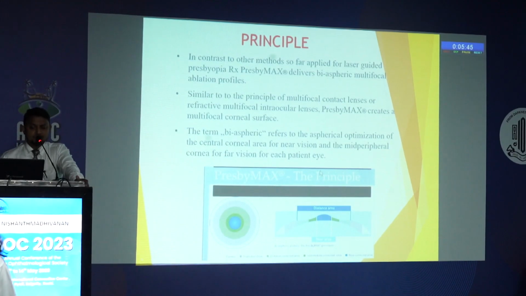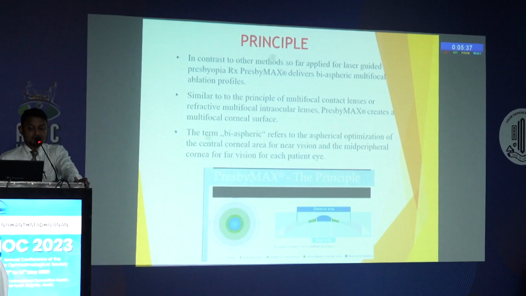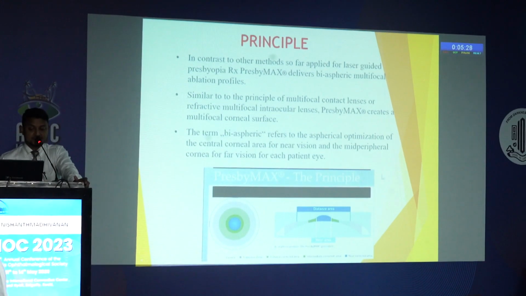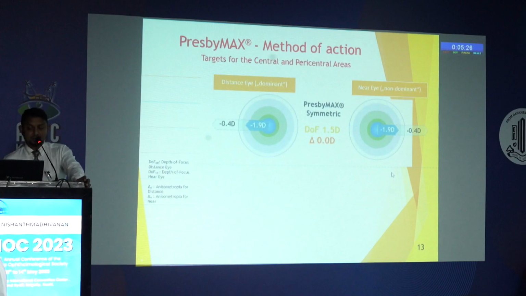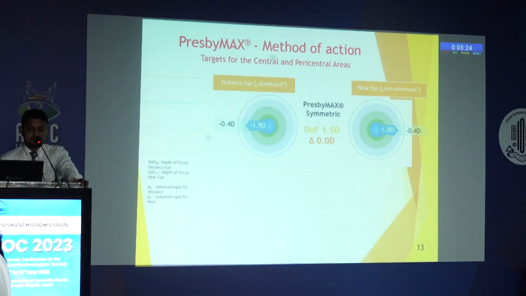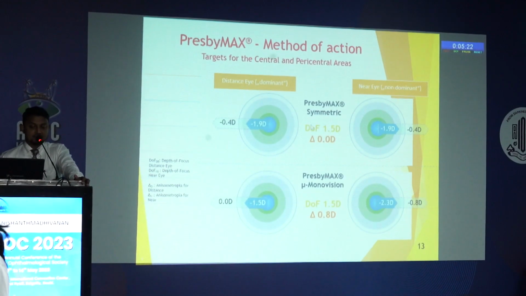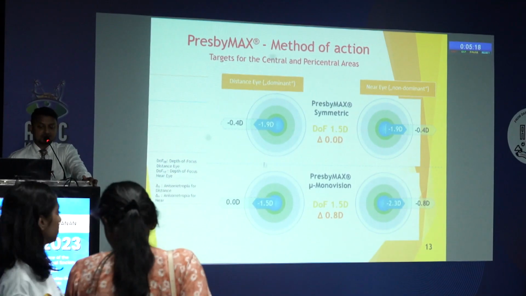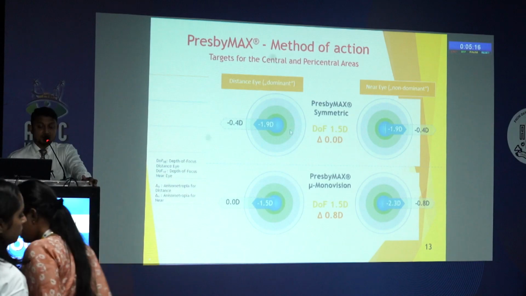So as I told you, it is a bi-aspheric multifocal ablation profile. It is similar to the principle of these multifocal lenses. The term bi-aspheric refers to the optimization of the central cornea for near and the mid periphery for far for each patient's eye. So I'll just show you a small picture of what it depicts. This symmetric presbymax we don't do nowadays. So let us take for instance that this is the distance and this is the near.